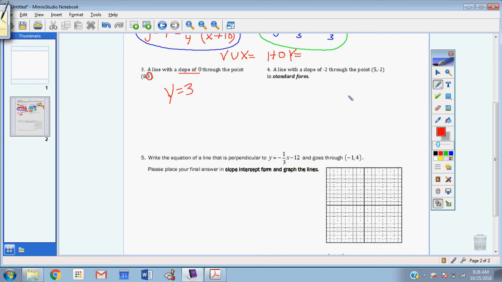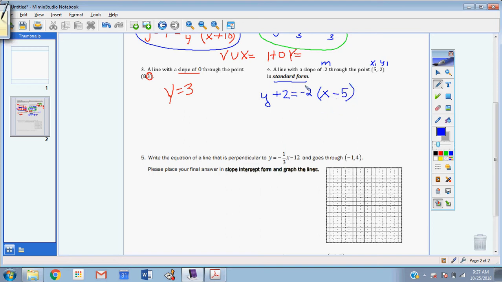Okay, one of the more complicated ones that I can give you is right here, because we have to go all the way to standard form. Well, the good news is we should be comfy with starting with point-slope form. Again, this is from x1, y1, and I have the slope given to me right there. So y minus a negative 2 equals my slope, which is also negative 2, times x minus x1, so x minus 5.